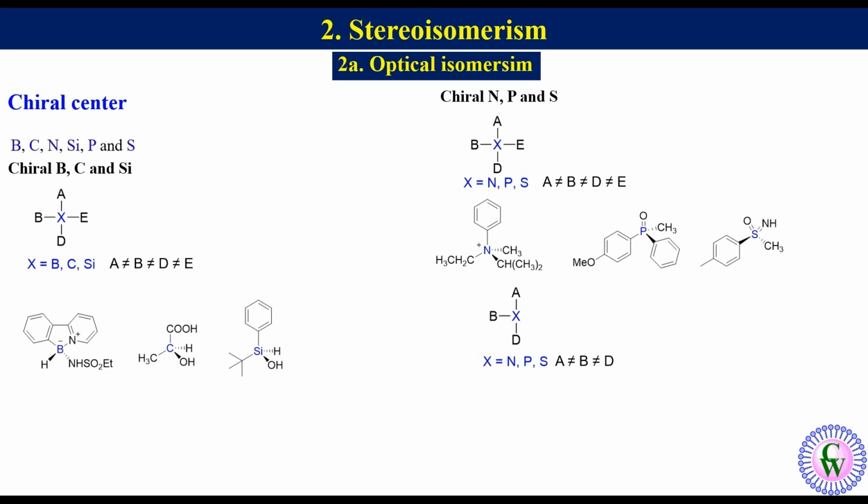Nitrogen, phosphorus and sulfur are said to be chiral even if they have only three different atoms or groups attached to them. Here, the lone pair is considered to be the fourth substituent. Amines with three different atoms or groups attached to nitrogen, phosphine with three different groups attached to phosphorus, and sulfoxide having two different groups attached to sulfur are examples of this type.